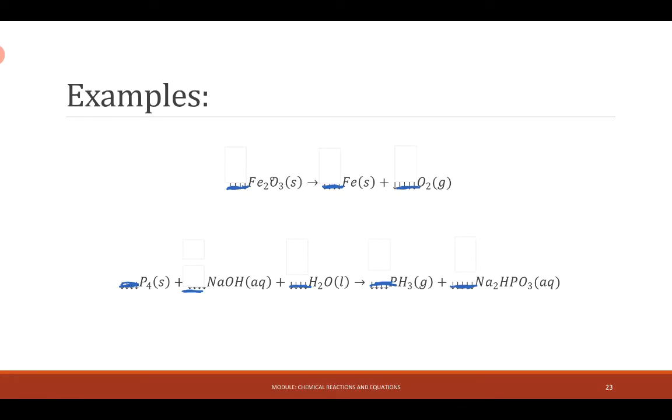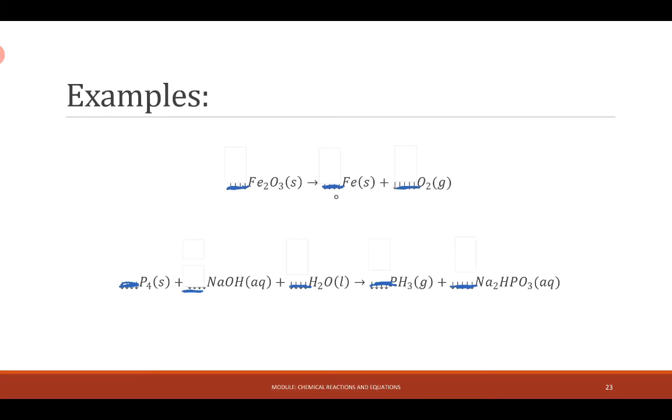So if I look at this first one, I have Fe2O3 on my reactant side. That tells me I have 2 irons and 3 oxygens. On the product side, I currently have 1 iron and 2 oxygens. And so if I look at my oxygen count here and my oxygen count here, I have 2 and 3. And so I got to make these equal somehow.